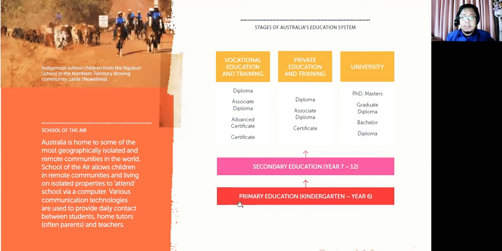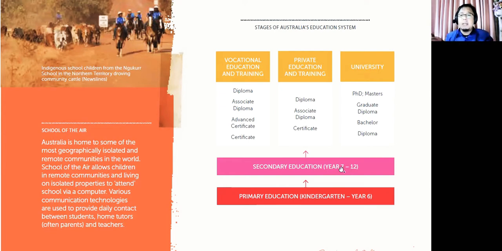Pertama, kita lihat bermula dari primary education, yaitu kindergarten, ini artinya TK, yaitu usia 6 tahun. Kemudian secondary education, masuk ke tingkat SD, year 7 sampai 12. Ini kalau SD 7, 8, 9, 10, 11, 12, kita kan 6 tahun, jadi sampai usia 12 tahun.